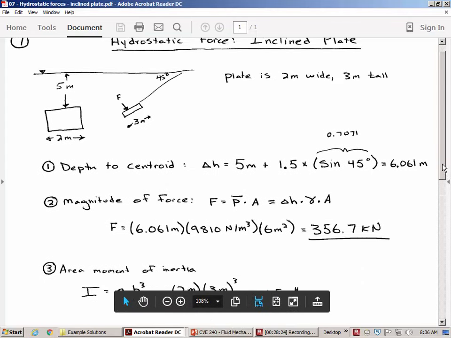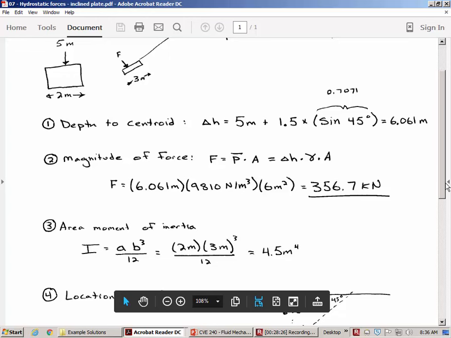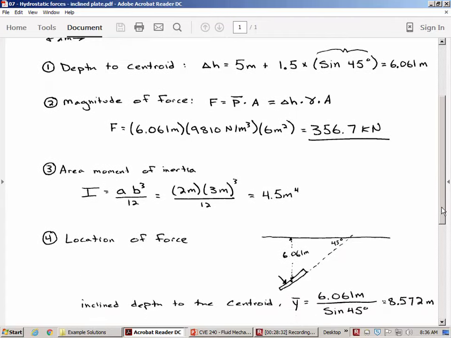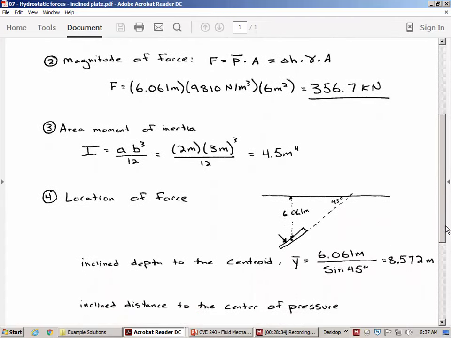That's the one. All right, so then the area moment of inertia, A B cubed divided by 12, because I'm going to need it when I find the location of the force. Okay, now here's where the geometry kicks in again. I know that the depth of the centroid is 6.061 meters. So that's the vertical component of this triangle.